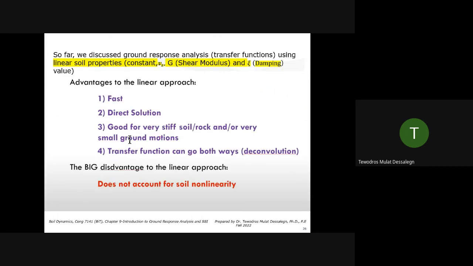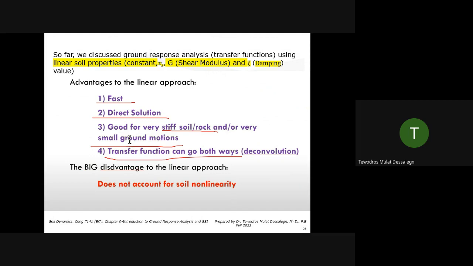So far, we discussed ground response analysis or transfer functions using linear soil properties. What does linear mean? Constant G, constant shear modulus, constant damping. The advantage of the linear approach is it's fast, it's a direct solution, and it's good for very stiff soil, rock, and very small ground motion. Transfer function can go both ways, up or down. If you have the motion at the ground, you just divide it to get the bedrock. If you have the input at the bedrock, multiply it by the transfer function to get it at the ground surface.